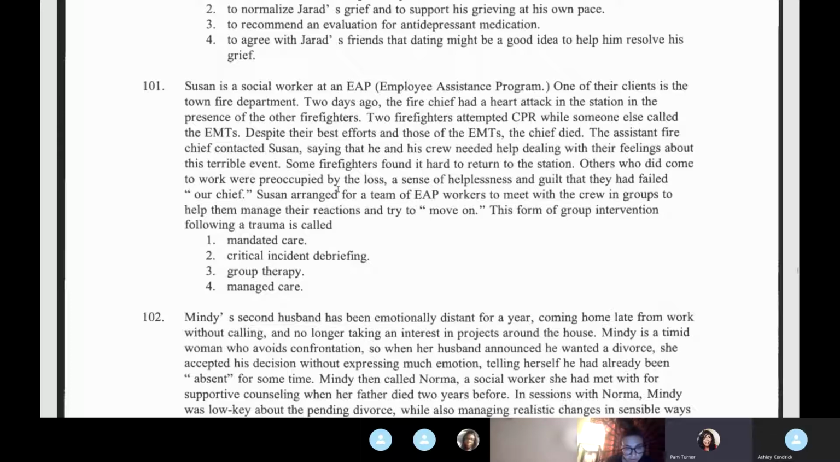Some firefighters found it hard to return to the station. Others who did come to work were preoccupied with the loss, with a sense of helplessness and guilt that they had failed their chief. Susan arranged for a team of EAP workers to meet with the crew in groups to help them manage their reaction and try to move on. This form of group interaction following a trauma is what? What is this called?